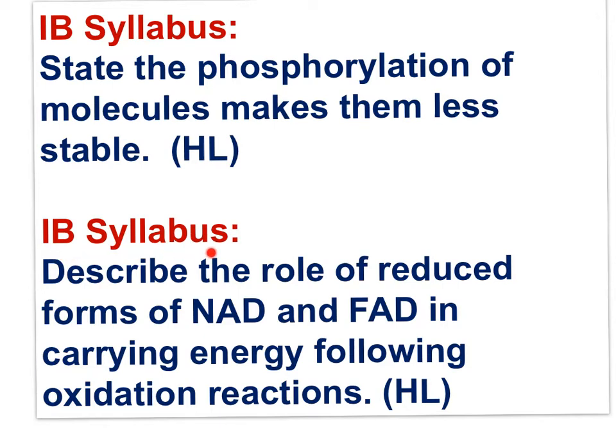The second IB syllabus statement is: describe the role of reduced forms of NAD and FAD in carrying energy following oxidation reactions. Now, we've not seen FAD yet, but NAD+ grabbed electrons and hydrogen ions from the organic intermediates of glycolysis to become reduced as NADH. Reduction is gain of electrons and/or hydrogens. Now, NADH carries electrons held in high energy shell positions surrounding an atomic nucleus. NADH carries electrons to the electron transport system of the mitochondrion.